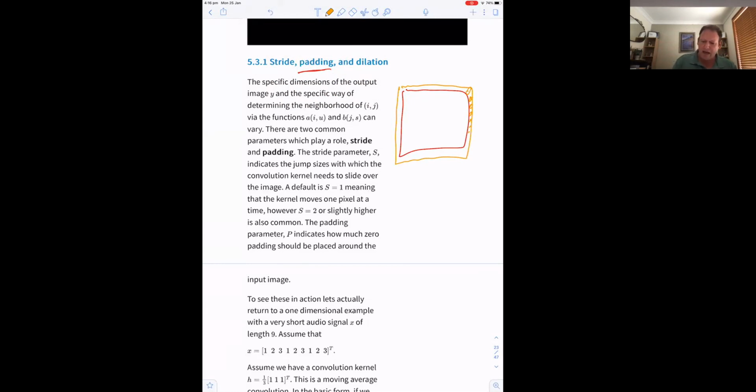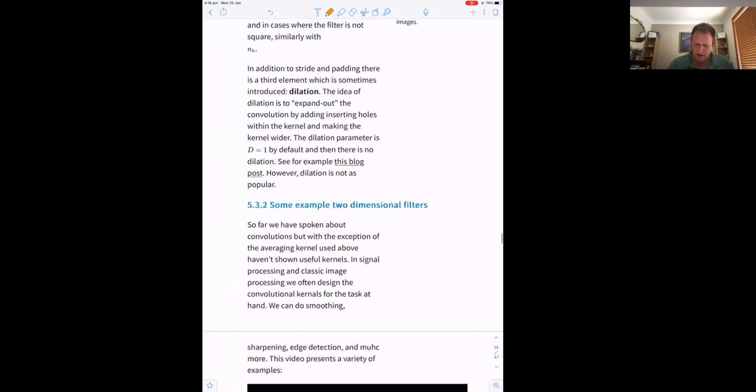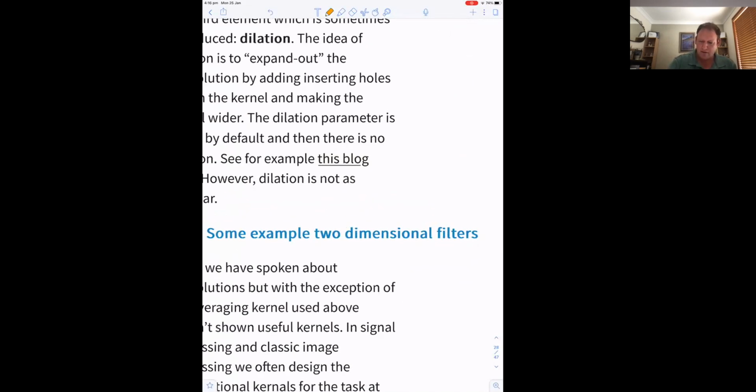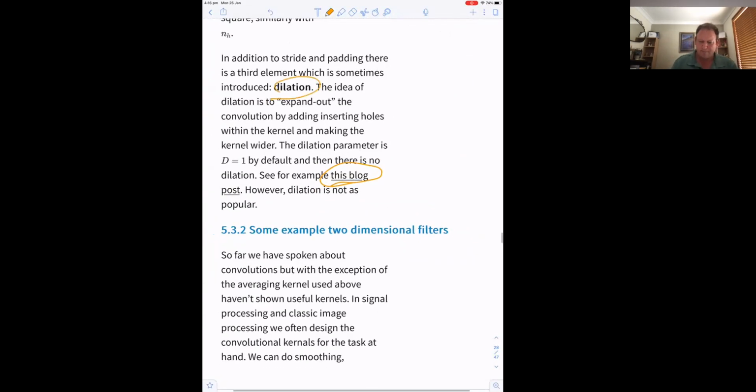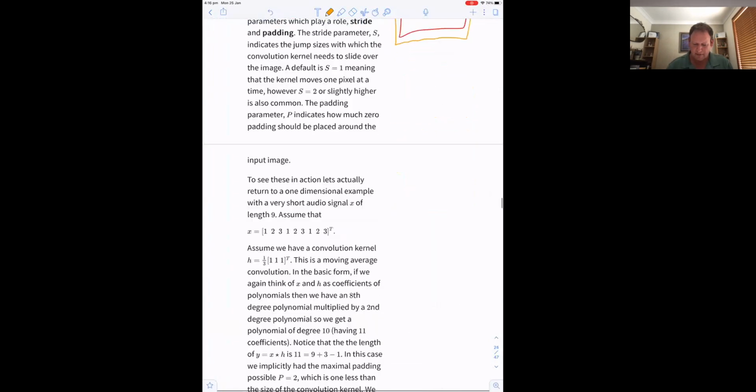And there's something less commonly used called dilation, which is actually taking your convolution kernel and making it a bit bigger. But we won't speak about that further. There's just a link at the bottom for those that are interested, a blog post dealing with dilation. But that's not a common thing. Let's focus on stride and padding for a few minutes.